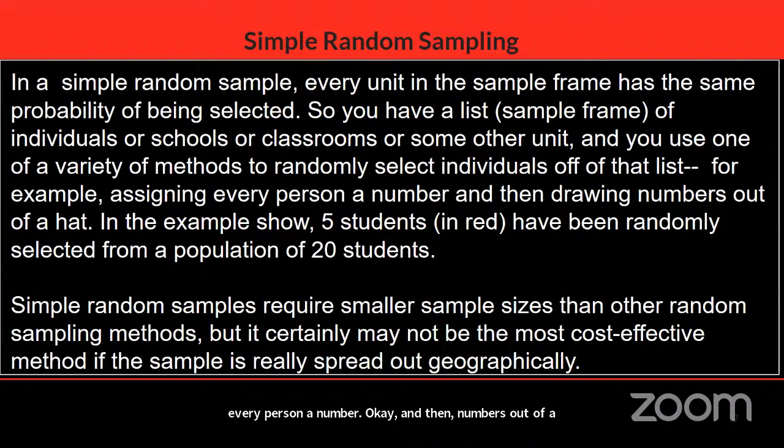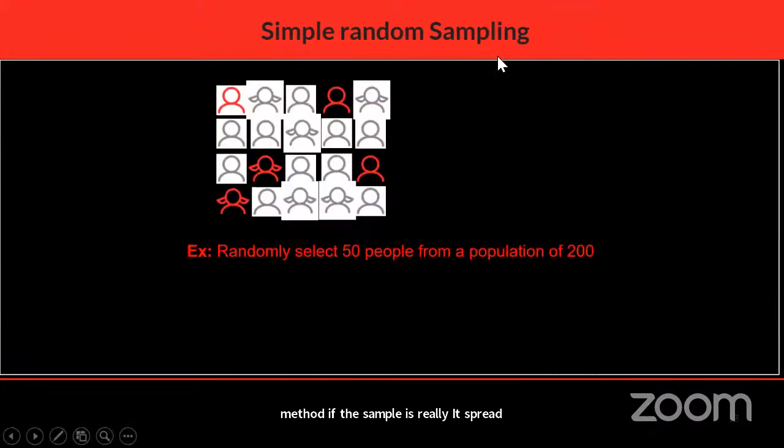In the example shown, 5 students in red have been randomly selected from a population of 20 students. Simple random samples require a smaller sample size than other random sampling methods, but it may not be the most cost-effective method if the sample is really spread out geographically.